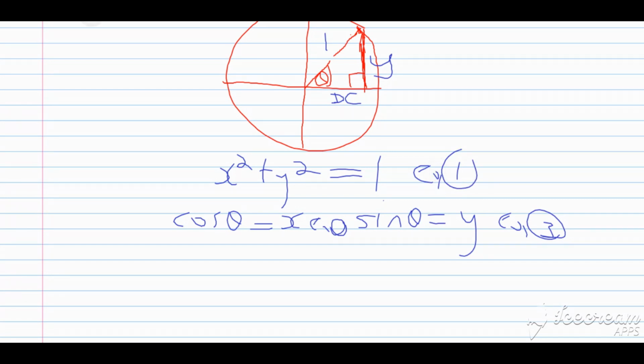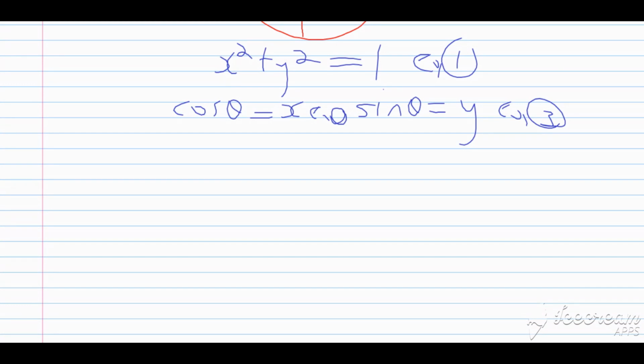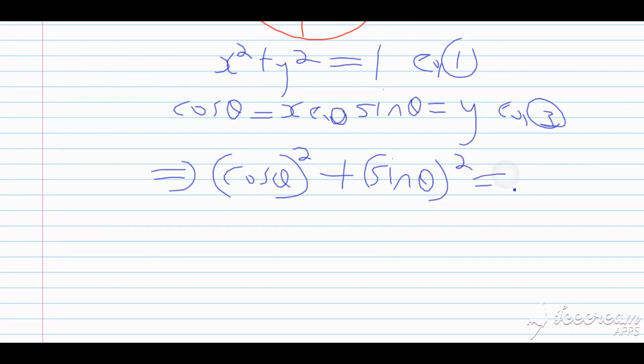We can see that equation 1 has both x and y. So we could sub equation 2 and 3 into equation 1. So in the place of x, I could put cosine theta. So I'm going to have the cosine of theta squared plus, in the place of y, I could put sine theta. So I'm going to have the sine of theta squared is equal to 1.